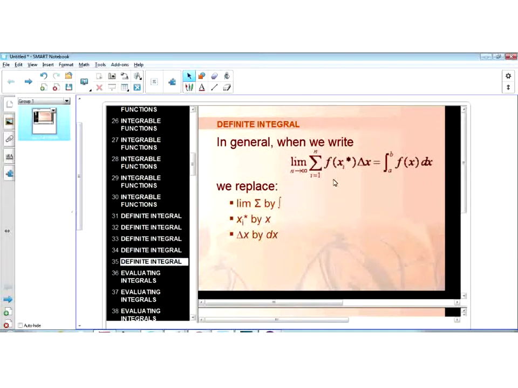So in general, we write the limit as n approaches infinity of the sum of f of x sub i star delta x. In this case, x sub i star is a sample point on a subinterval, and the widths of the subintervals are all equal. So we replace sigma by the integral sign, x sub i star by x, and delta x by differential x. So that's the technique for converting from a limit to an integral.